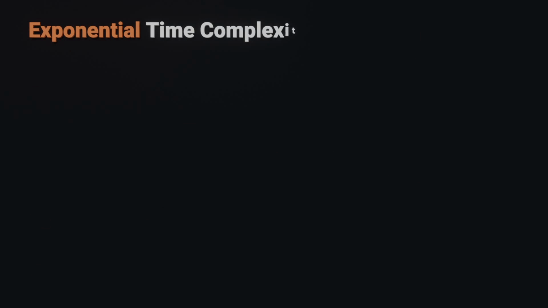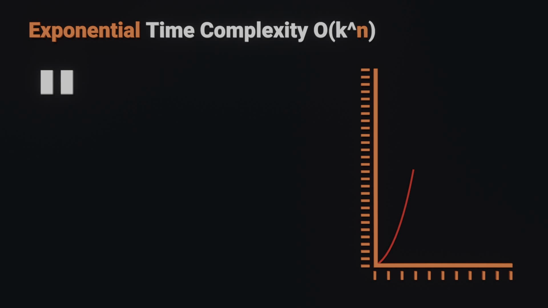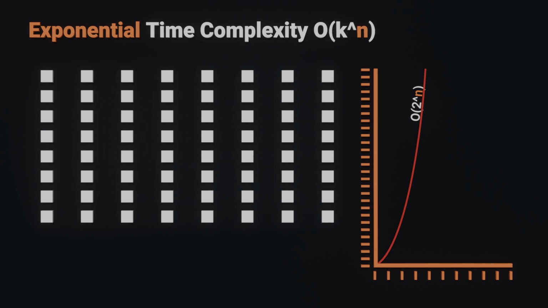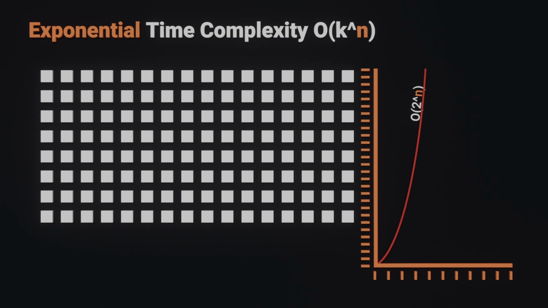Exponential time complexity is the opposite of logarithmic and is represented as O of k to the nth power, where k is a constant. In an O of 2 to the nth algorithm, every time the dataset increases by 1, the amount of work doubles. Most brute force solutions will have an exponential time complexity.